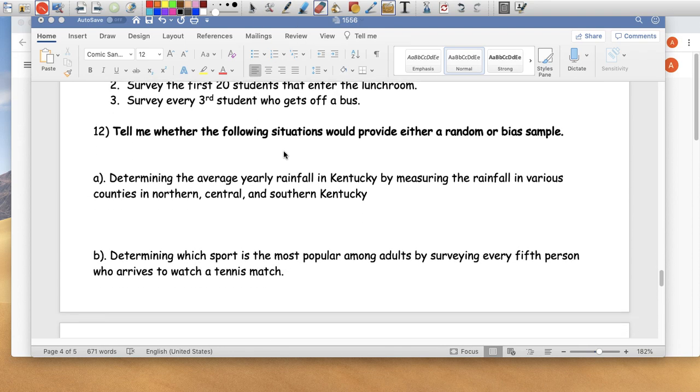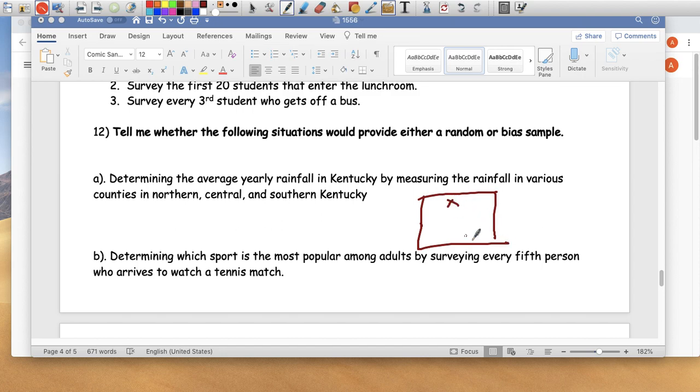Tell me if the following would provide either random or biased. Determining the average yearly rainfall in Kentucky by measuring the rainfall in various counties in the north, central, and southern Kentucky. What about eastern Kentucky? Okay, so I guess this would be biased because, again, you're ignoring a certain area. I don't know what Kentucky looks like, but if Kentucky looks like this, you're selecting a few areas in the north, a few in the south, and a few in the central. So you're ignoring this area and this area.